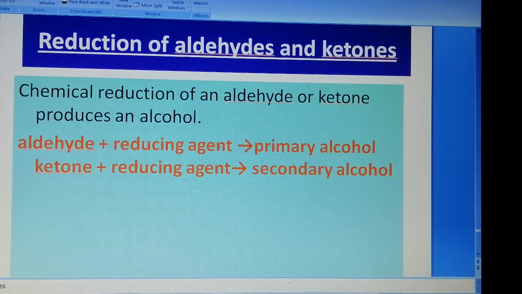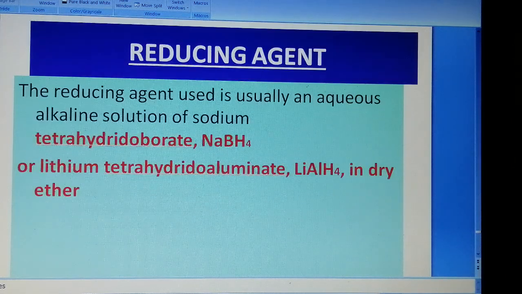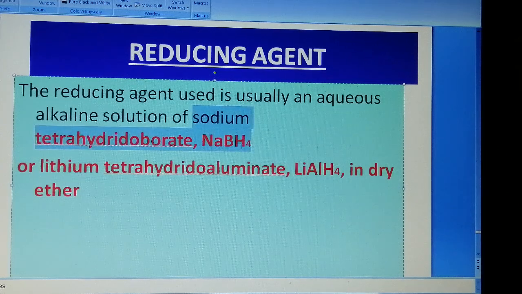Now we will see the reducing agent. Two reducing agents usually we use. One is sodium borohydride, or we call it as sodium tetrahydroborate. Tetra means 4, hydro means we are mentioning hydrogen. That is the correct name. Simply we will say it as sodium borohydride. So better you know this name, sodium tetrahydroborate.